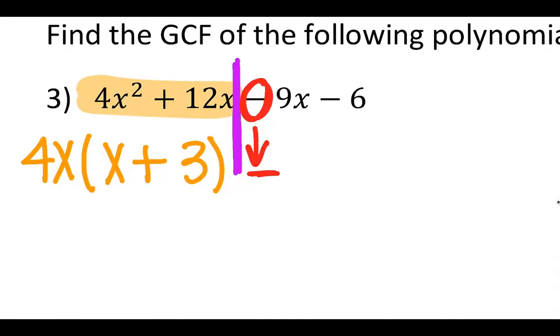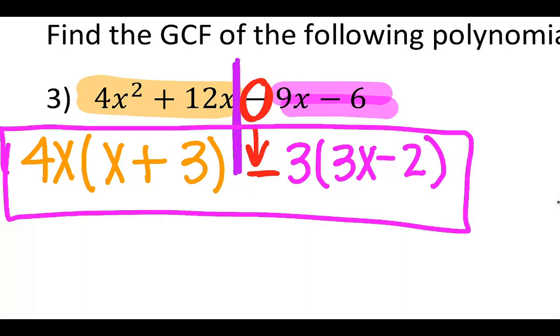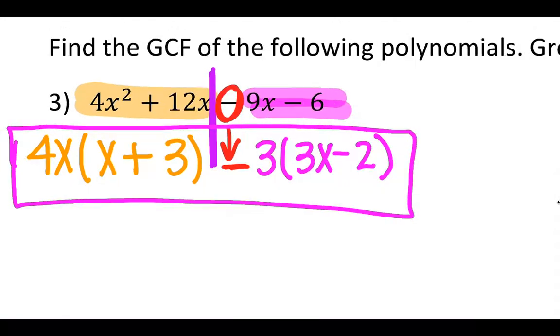which is 9x minus 8, which I can take out a 3, so I'm left with 3x minus 2. Notice these two things, x plus 3 and 3x minus 2, are not the same, so I can't take another GCF. So the final answer would be this. That's as far as it can be factored down.